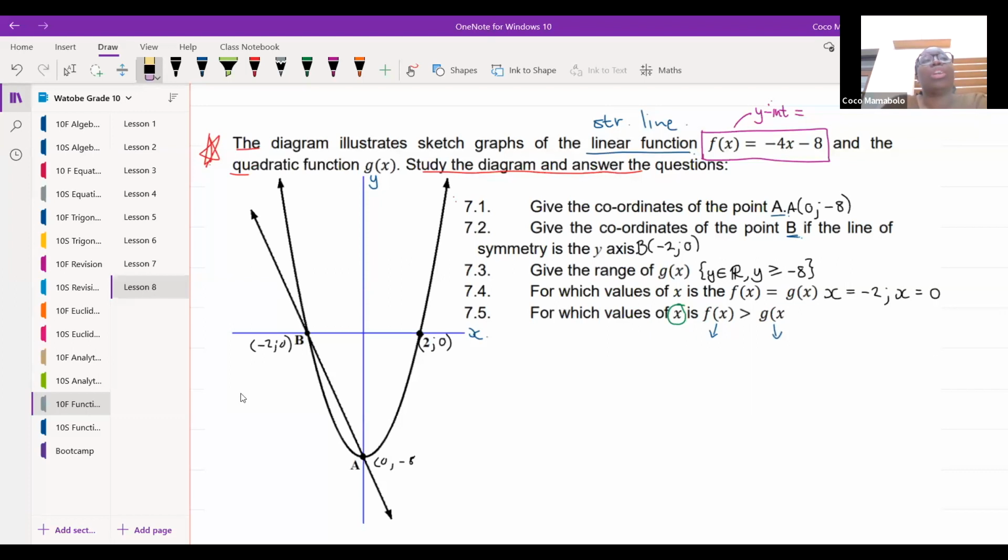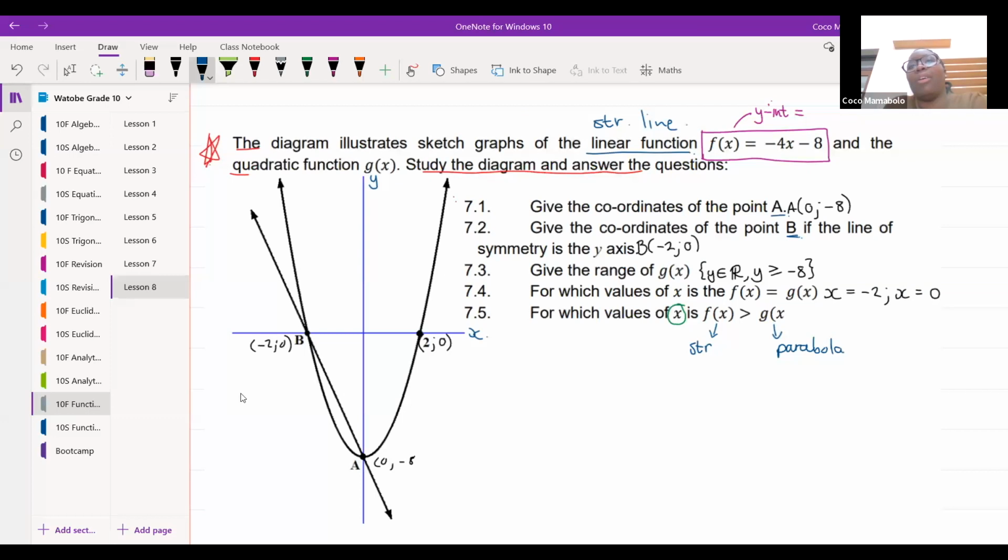Good, Waruna, good. f(x) is the straight line graph. Good. So this is the straight line graph, right? And g(x) is my parabola. Good. g(x) is my parabola.